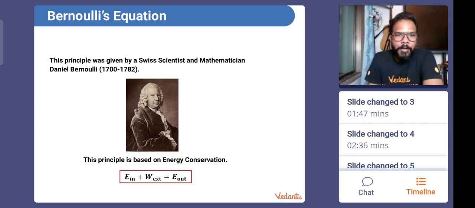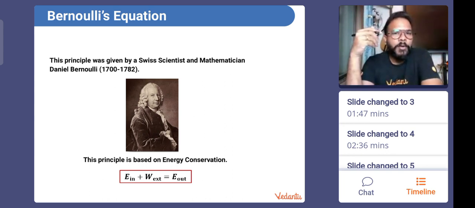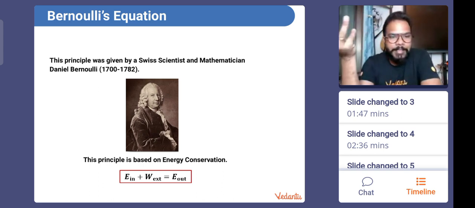This is what we'll be speaking about: the energy of the liquid when it is entering a tube, plus the amount of work done by the external force, is going to become equal to the amount of energy which is coming out. Or simply, whenever you work on anything, the work done changes the amount of energy possessed by that thing. So this is what it is based upon. Let's see how it works.